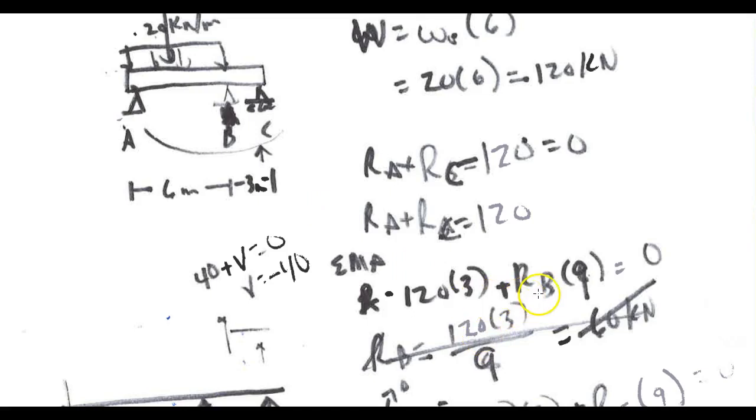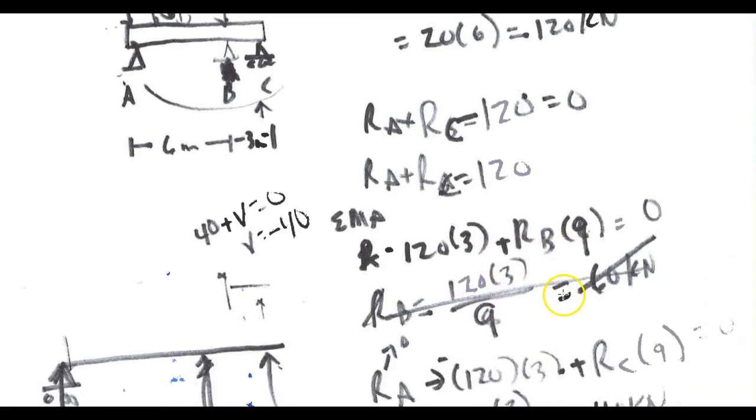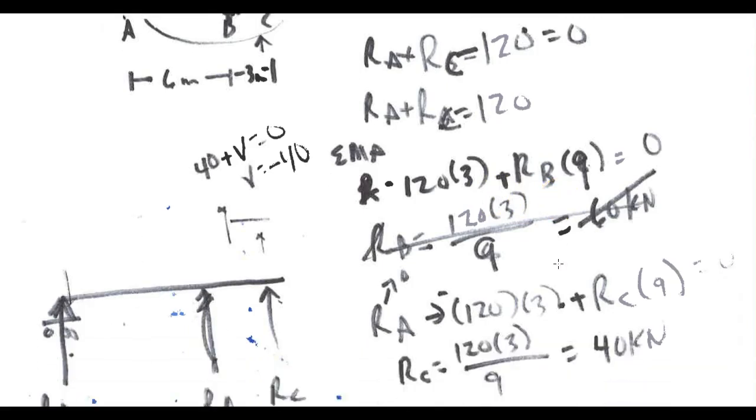Then R sub, this says R sub B, but it should say R sub C, times the distance from A to C, which is 9 meters. And that moment, since the reaction at C is pointing upward, that would create a counterclockwise or positive moment, and those two things will have to equal 0 in order to maintain static equilibrium.